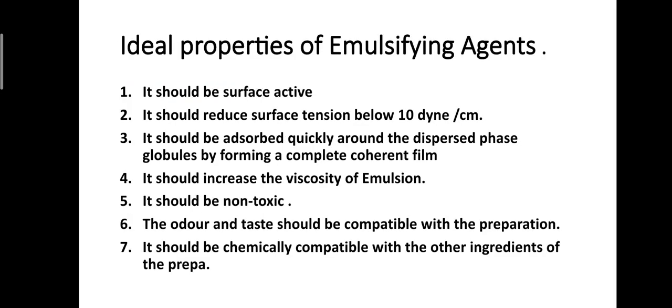Ideal properties of emulsifying agents. What properties should emulsifying agents have? First, it should be surface active. Second, it should reduce surface tension below 10 dyne per centimeter. Third, it should be adsorbed quickly around the dispersed phase globules by forming a complete coherent film. Fourth, it should increase the viscosity of the emulsion. Fifth, it should be non-toxic. Sixth, the odor and taste should be compatible with the preparation. Seventh, it should be chemically compatible with the other ingredients of the preparation. These are some ideal properties of emulsifying agents.